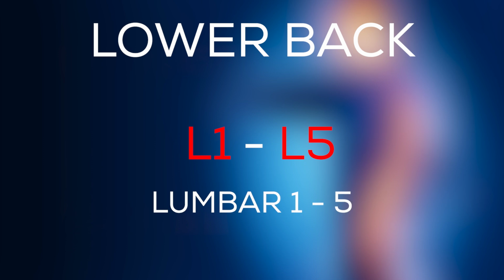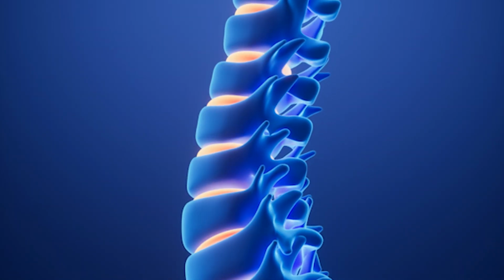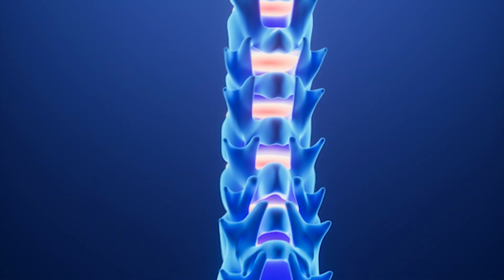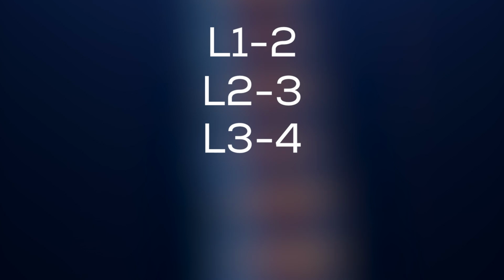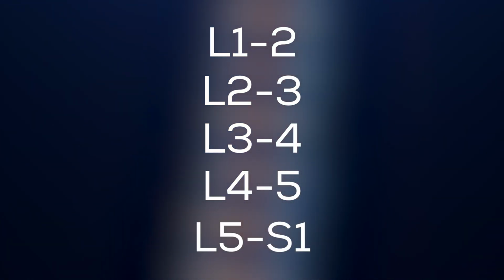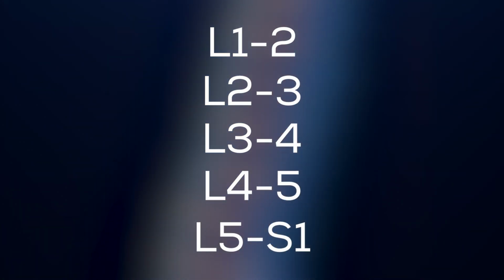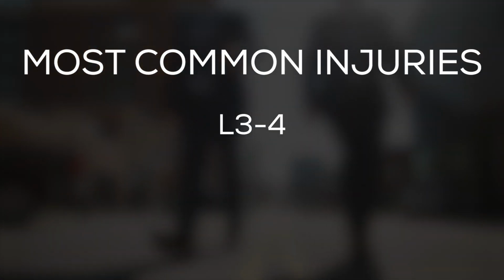If we're talking about the low back, in medicine terms it is numbered from L1 to L5, and that stands for lumbar 1 through 5. There are vertebrae that have discs, like a jelly disc, in between the vertebrae, and it goes from L1-2 to 2-3, 3-4, 4-5, and then L5-S1, which is basically the bottom of the spine. The most common injuries we probably see are to L3-4, L4-5, or L5-S1.